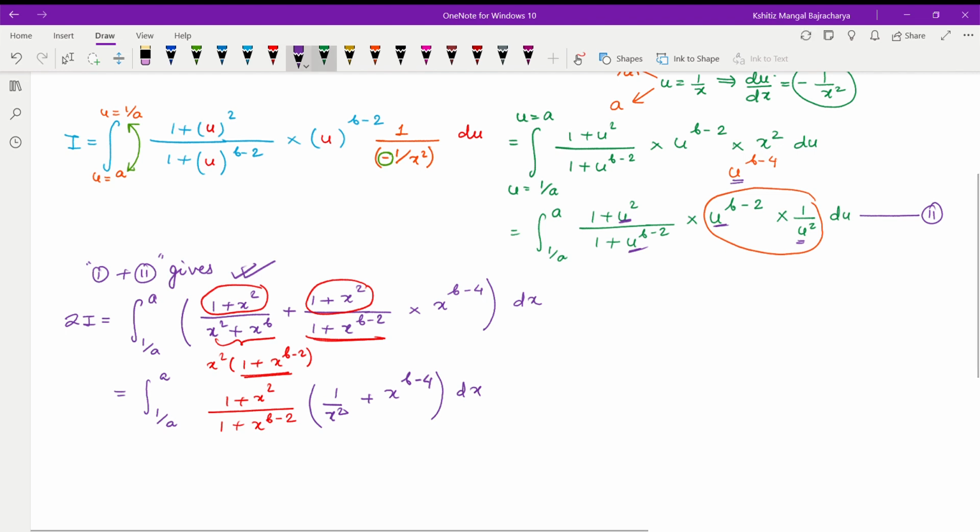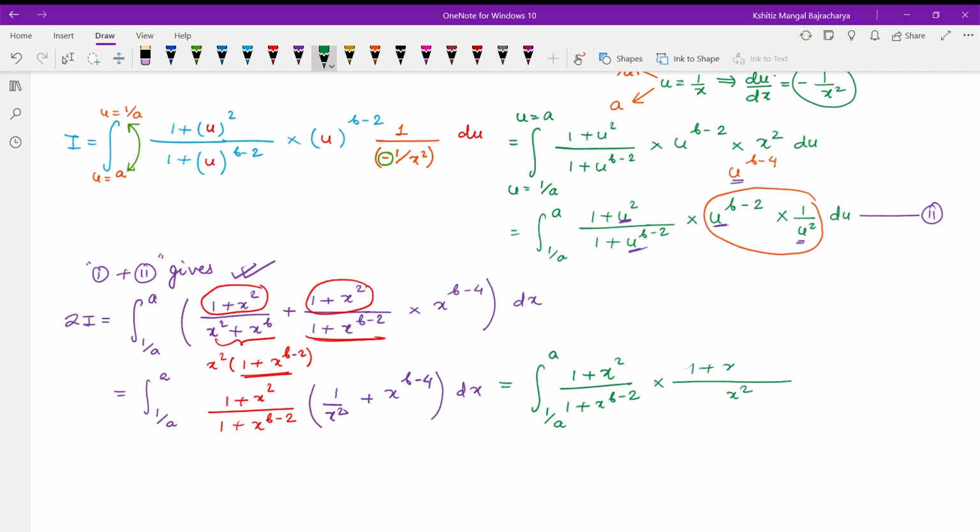And if we start simplifying further, the denominator will be x squared times 1 plus x raised to the power b minus 2 dx. Now these two quantities get cancelled out, so we are left with a very basic integral, 1 plus x squared over x squared dx, which can be written as the integral from 1 over a to a of 1 plus 1 over x squared dx.